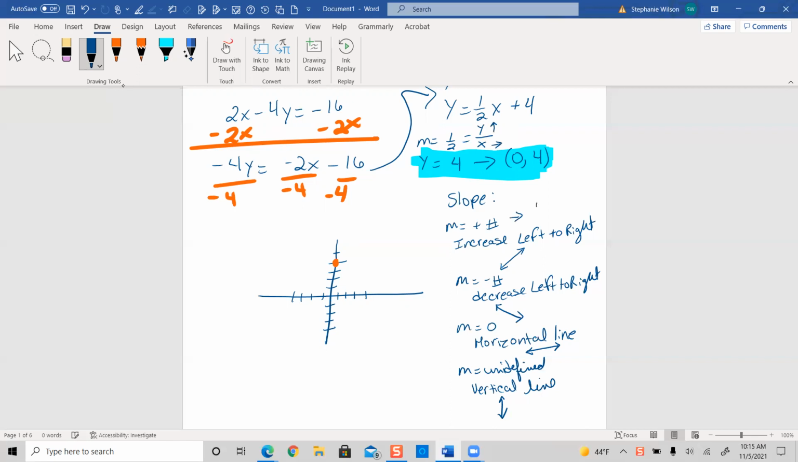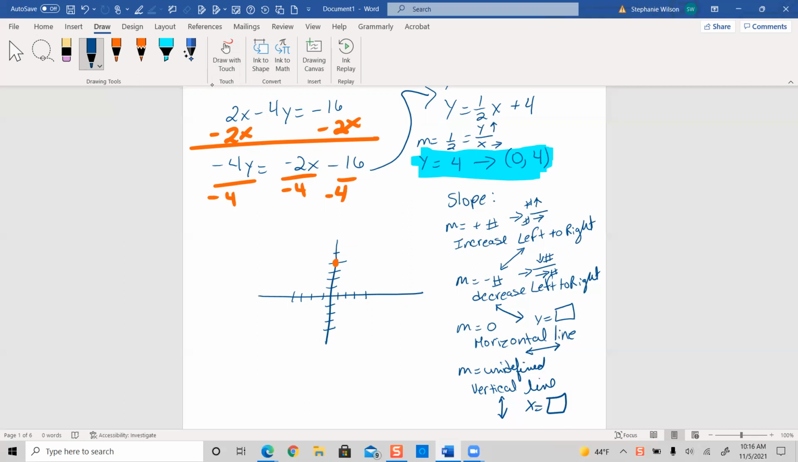Positive slope means we go up and then over the number of those values. The negative says we're going to go down the number of y values, and then to the right the number of x values. A horizontal line is just going to be whatever y is in that equation. And then the undefined, of course, it's going to be whatever the x is, right? Because that's the x value. All right, so here it is.